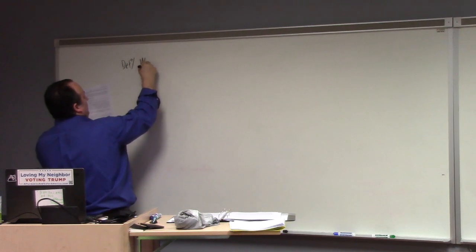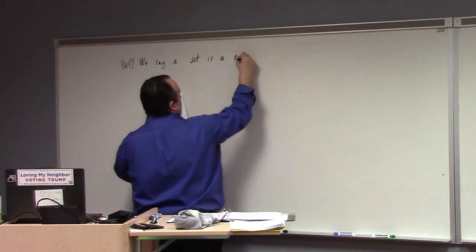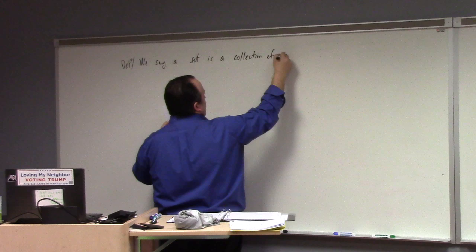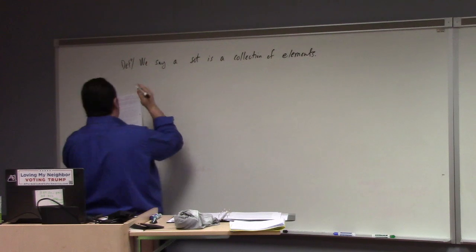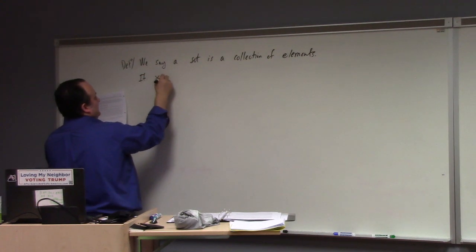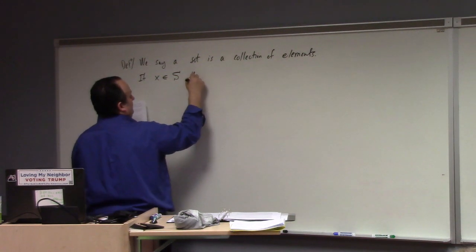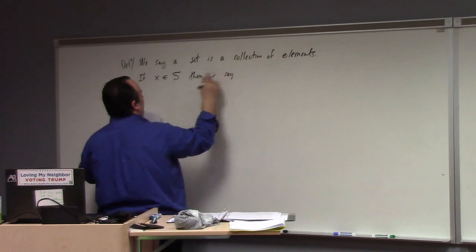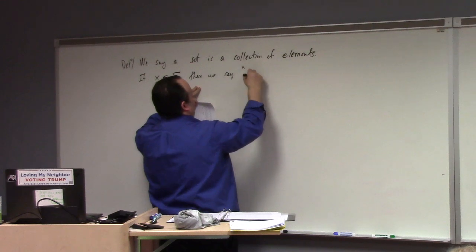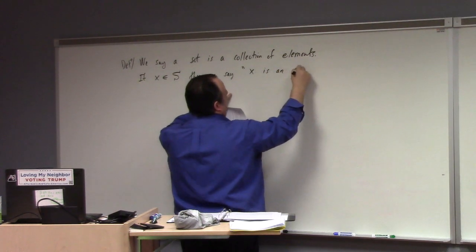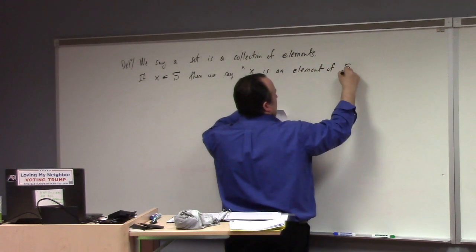We say a set is a collection of elements. If we write this, if x is an element of S, then we say, I'm defining this notation right now. I mean, we've been using it all semester, but then we say x is an element of S.